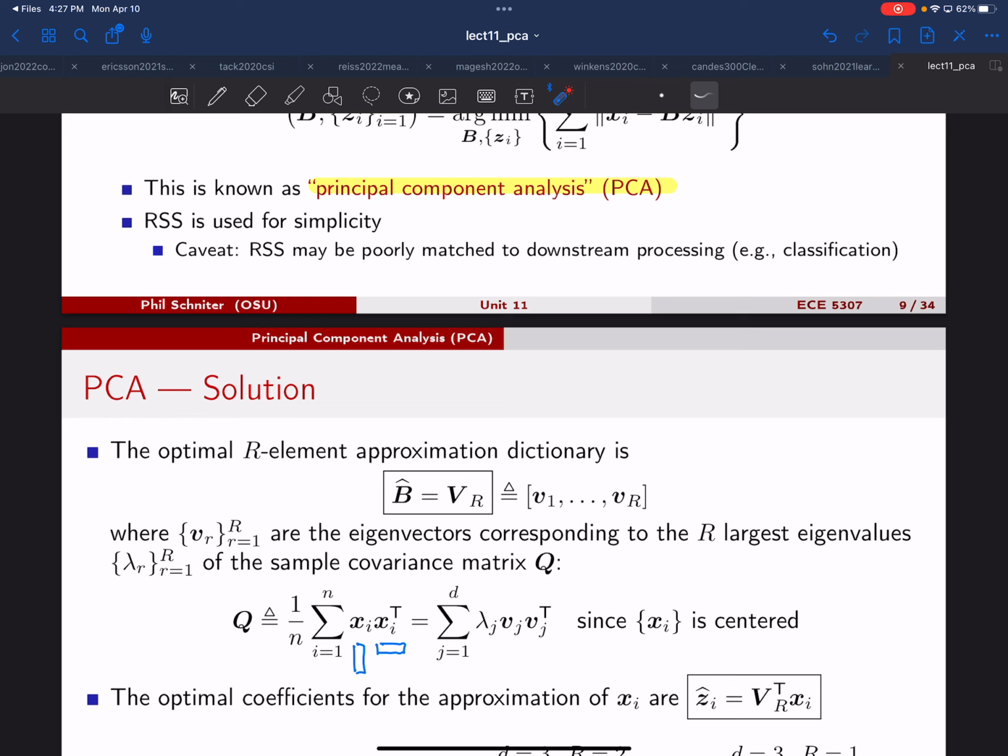Now, in case you're wondering why we are not subtracting the mean before we do this multiplication, it's because we already subtracted the mean when we assumed that the x_i are centered.